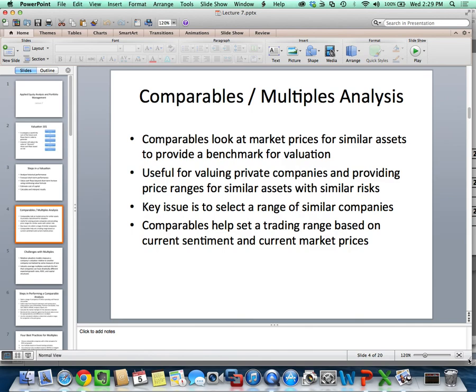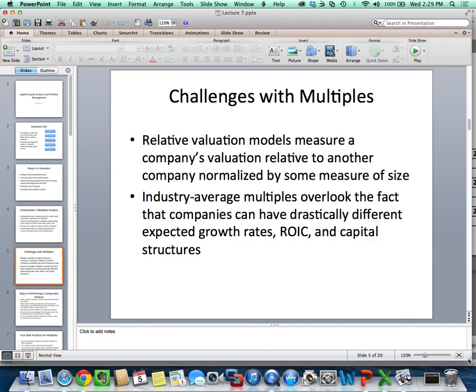So as I said, as simple as it sounds to find peers, it's actually a very difficult process because so many companies do not do exactly the same thing. So what do we do? Well, what we really want to do is find companies that are at a similar stage in their life cycle that have similar growth and ROIC prospects. So if we can't find people that do identical things, find people that at least have relatively similar growth, relatively similar ROIC.